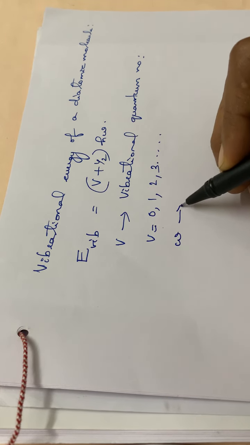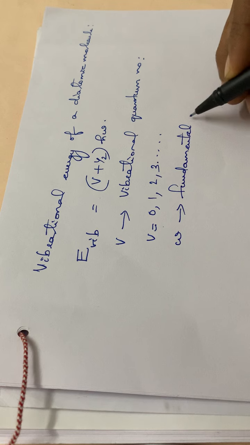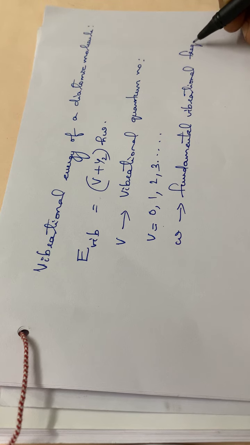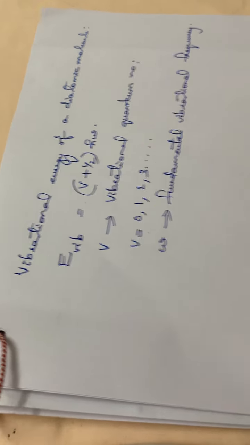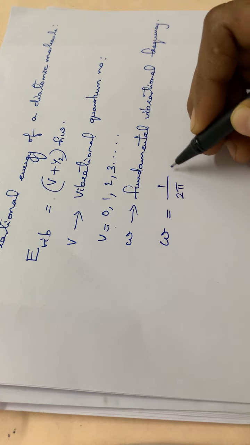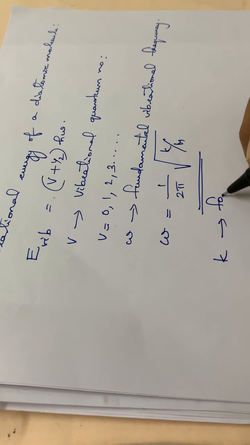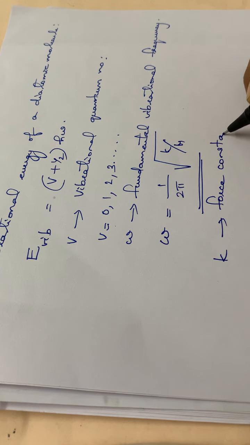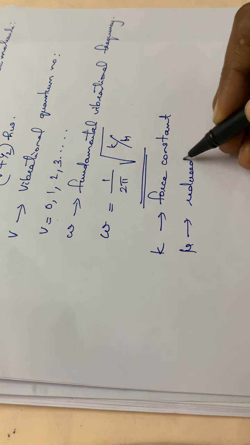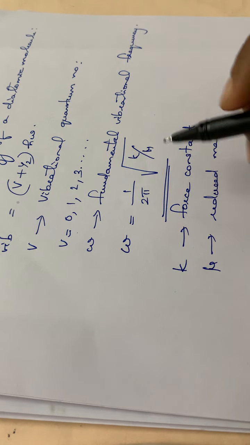What is omega? Omega is the fundamental frequency of vibration, or fundamental vibrational frequency. For calculating omega, omega is equal to 1 by 2 pi times the square root of k by mu, where k is the force constant and mu is the reduced mass, and omega is the fundamental vibrational frequency.